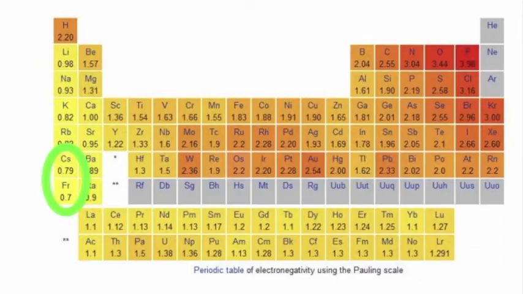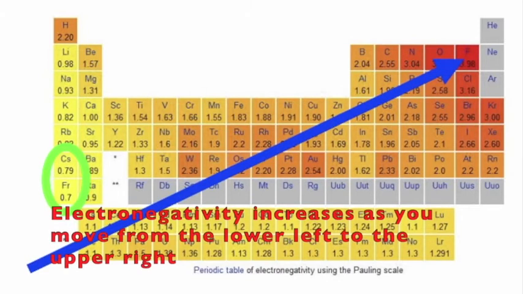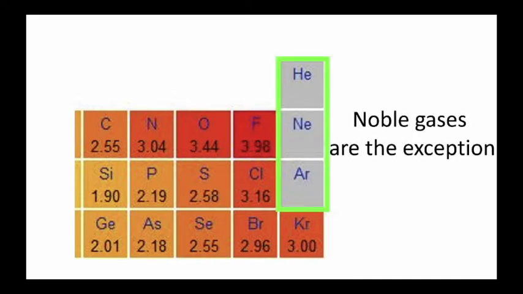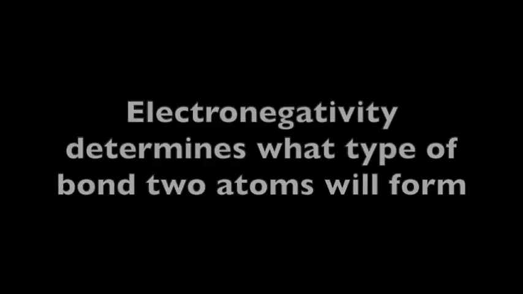Another way to draw our arrow would be like this. Electronegativity generally increases as you move from the lower left of the periodic table to the upper right. You'll notice that helium, neon, and argon aren't assigned electronegativity values. They don't want to take on electrons. They like the way they are.